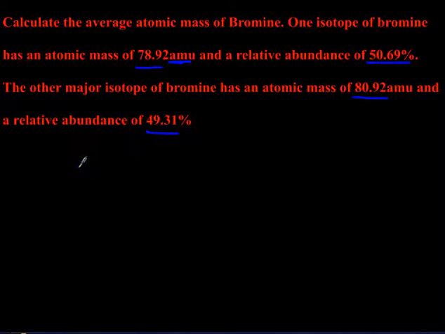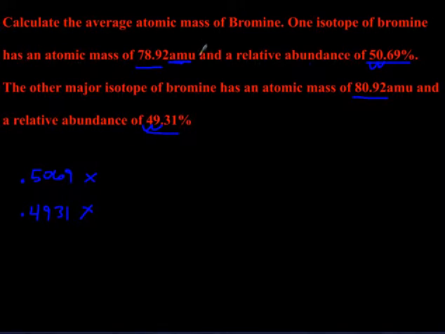The first thing you need to do for these problems is to turn your percent values into a decimal. You do that by moving the decimal two places to the left. So the first one is going to be 0.5069. The second one, two places, is going to be 0.4931.